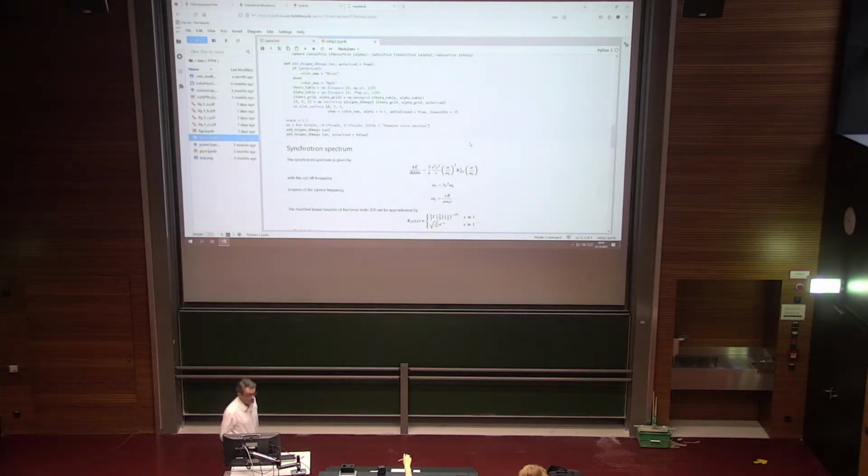Yes? Both of them or just the lower one? The lower one. Yes. So this asymptotic approximation for large arguments is valid for all orders of the Bessel function K. This is not. So the small-scale behavior is not. Now let me, without further ado, just show you this spectrum.